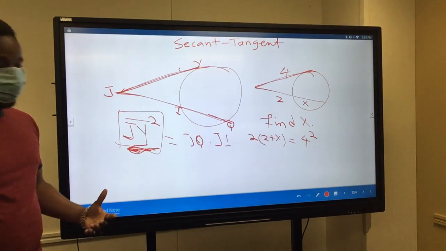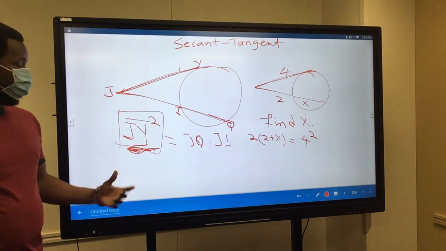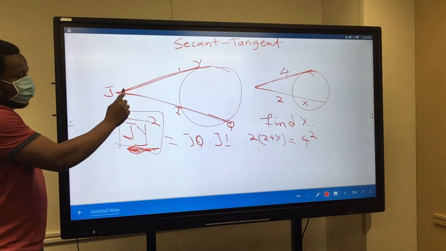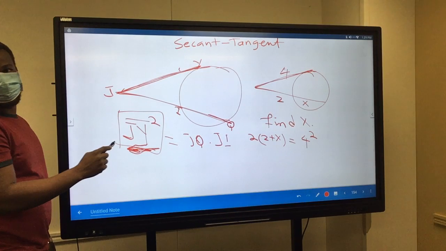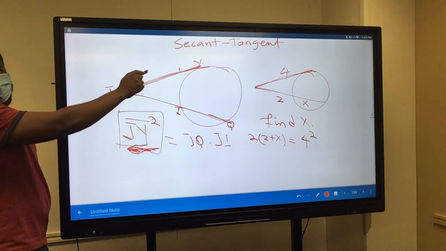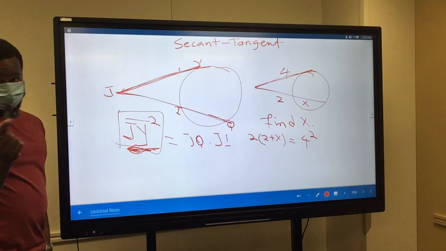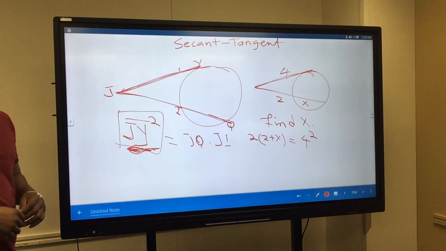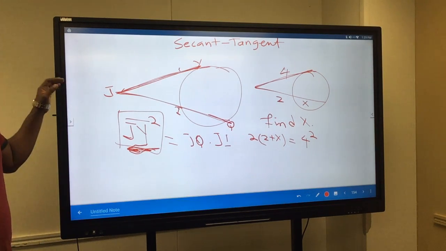Wait, how did you do this? Because we say the length here, square it. Ain't 4 plus x the same thing? Oh, you can't see. No, I can't see because of that thing. Okay. I think that's why.